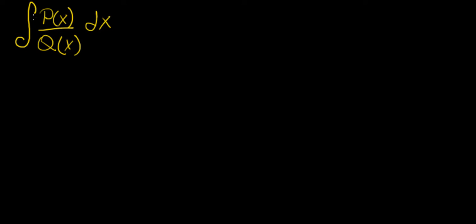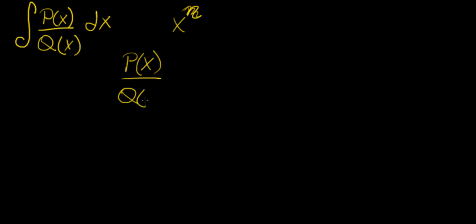First of all, is the polynomial on top of a lower order than the polynomial at the bottom? And by order, I simply mean the highest power of x that is involved in the polynomial. So the order is going to be n. So if the highest power of the polynomial on top is lower than that of the bottom, then we can pretty much decompose the function as follows.